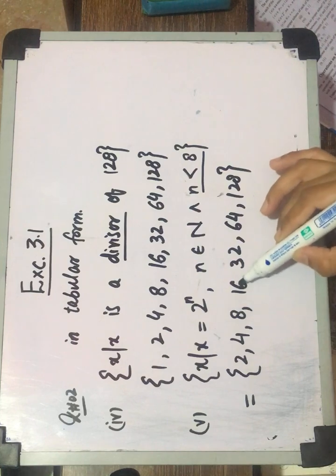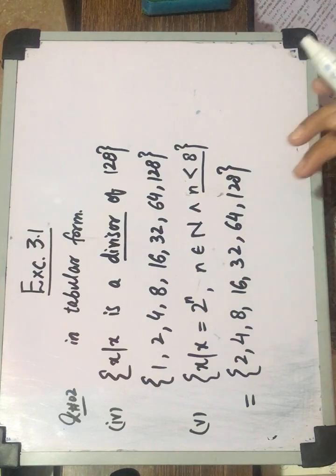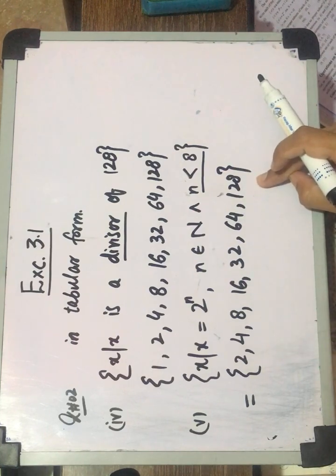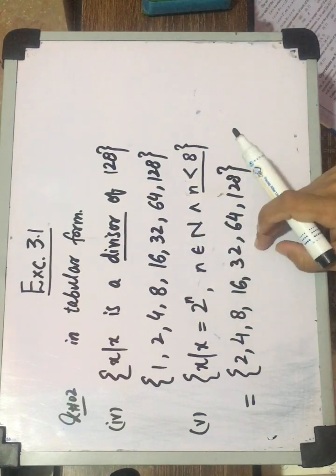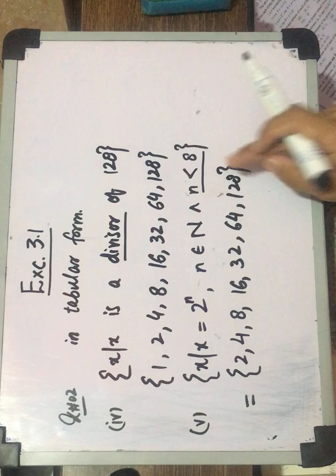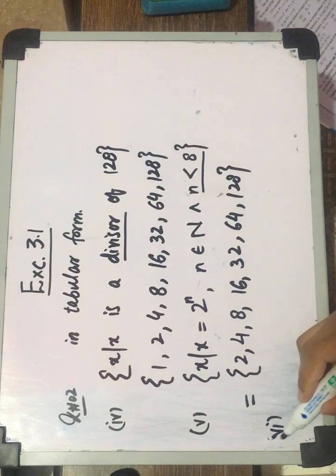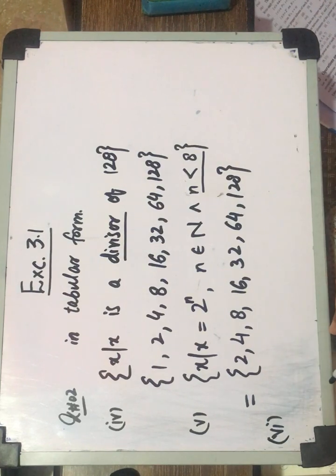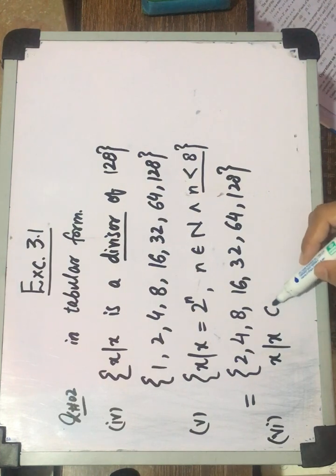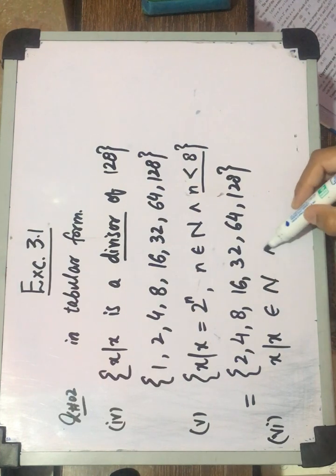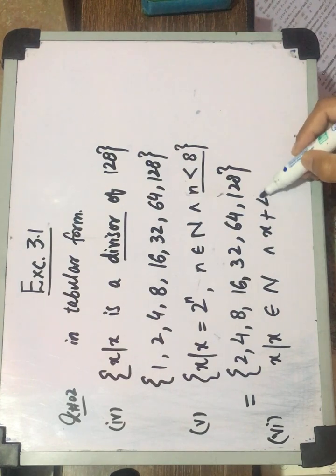1 2 3 4 5 6 7. So for all the 7 natural numbers, this equation becomes this. So this is the tabular form of this set.